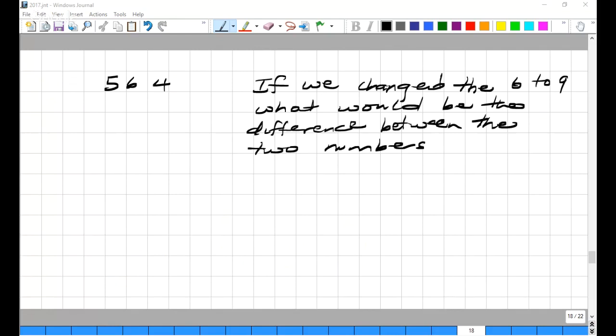Akeem, what number is this here? 564. Okay, so 564. If I change the 6 to a 9, what number will I have? 594. What is the difference between these two numbers? What does this word mean? What operation do I need to carry out?